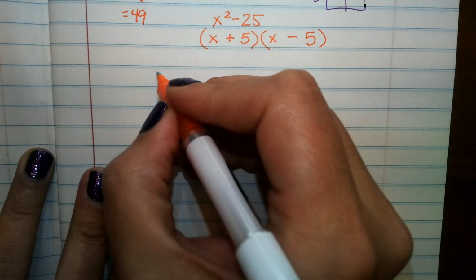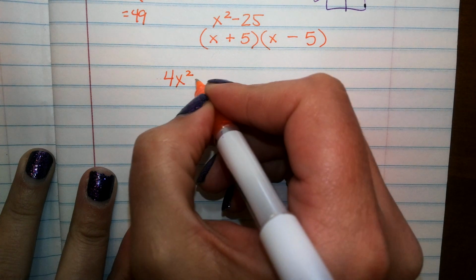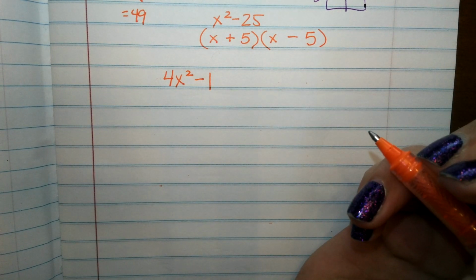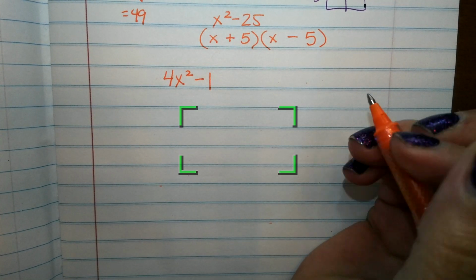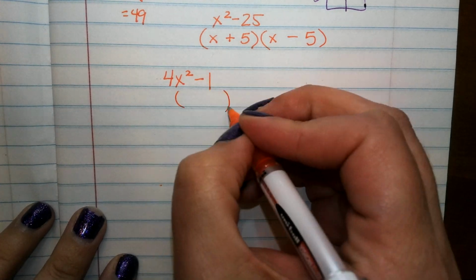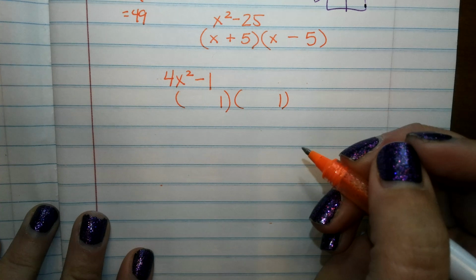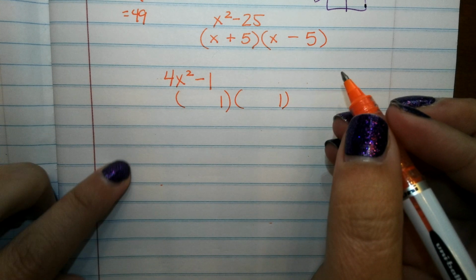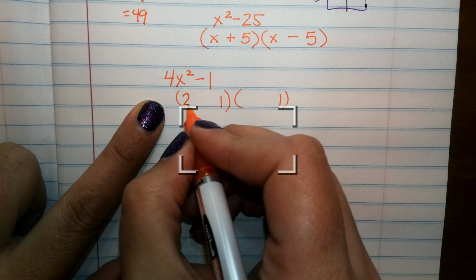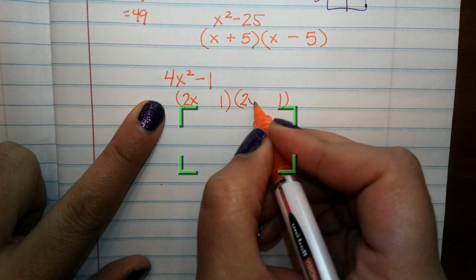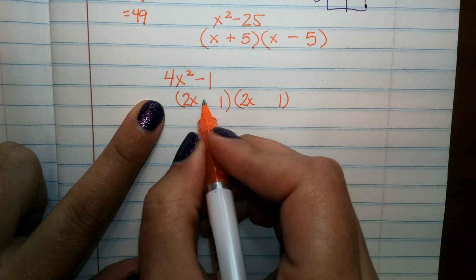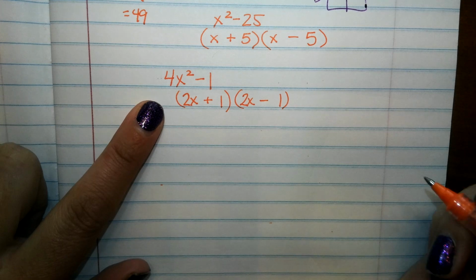Okay, how about this one? It's a little harder. 4x squared minus 1. Well, to get to 1, we need 1 and 1. How do I get to 4x squared, though? Well, the square root of 4 would be 2, right? 2 times 2, so 2x times 2x is 4x squared. One's a plus, one's a minus.